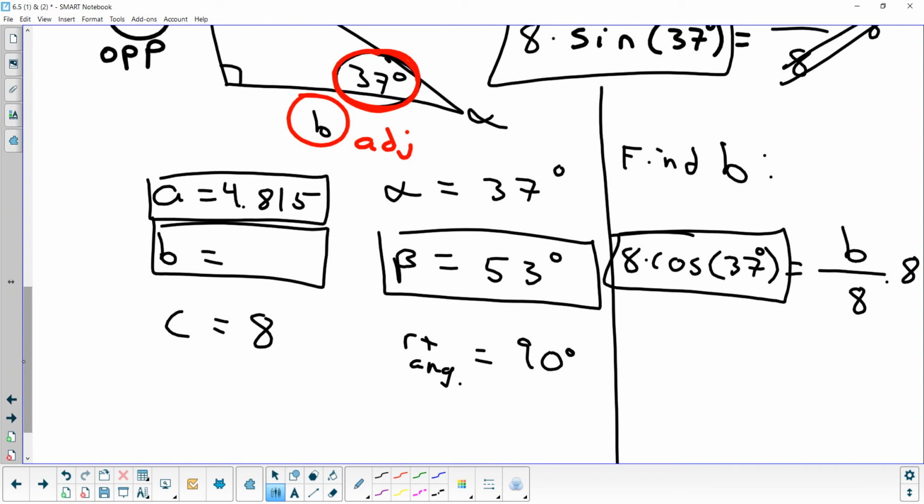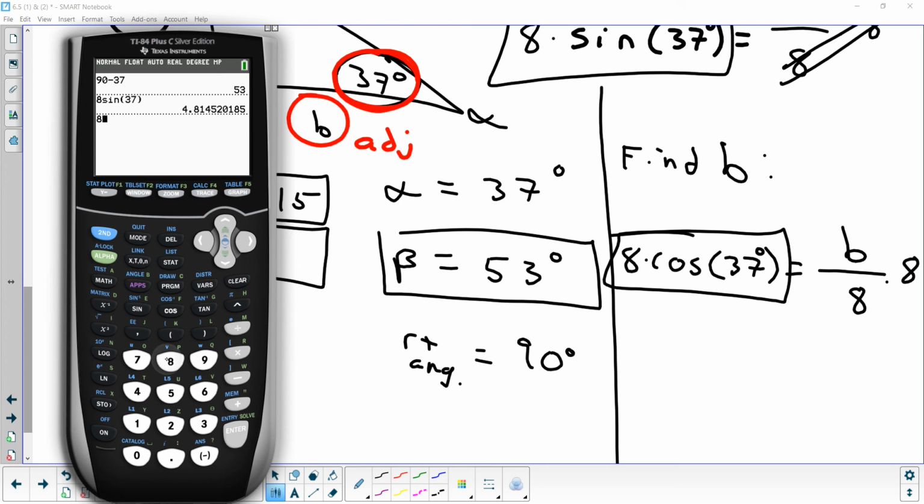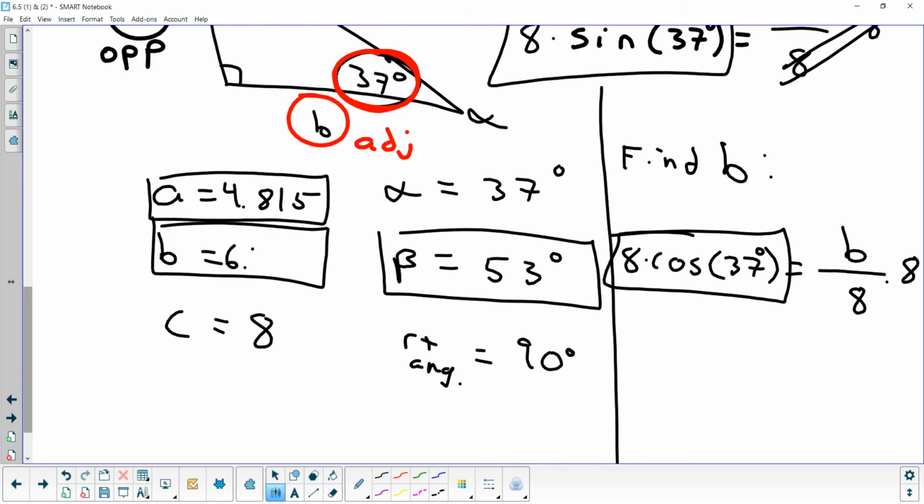So it can't be smaller than 3.2, but we also know that it has to be the middle size, so it's got to be in between 4 and 8. That narrows it down a little bit more. All right, let's type it in and see what we get. I like to do that just to make sure when I get my answer, I can quickly see if it makes sense. 6.389, and yeah, that makes sense. It's in between the other two sides, and that's what we thought.